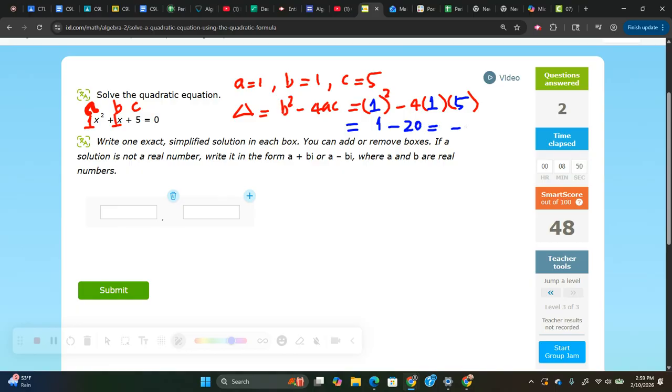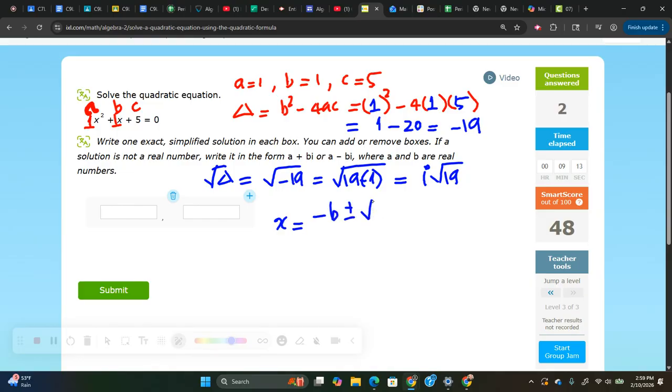So that's -19. So the square root of -19 is the square root of delta. That should be the square root of 19 times -1. So that becomes the square root of 19 and the square root of -1, which is i. You can put the i in the front. So the formula is negative b plus minus square root of delta over 2a.